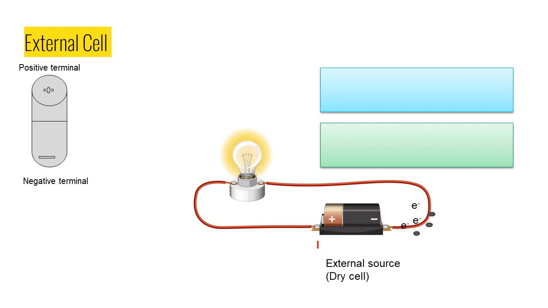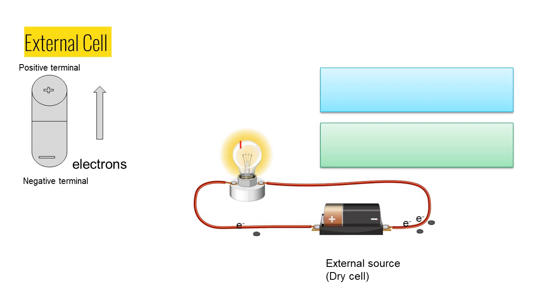All of you must have seen a cell. We use it in torch, TV, remotes, clocks, etc. It has a negative terminal and a positive terminal. At the negative terminal, electrons are present and they always want to reach the positive terminal. As you can see in the figure also, from the negative terminal, electrons are coming out and they are traveling through the circuit and coming to the positive terminal. Here you can see a symbol I, which is also traveling from positive terminal to negative terminal.